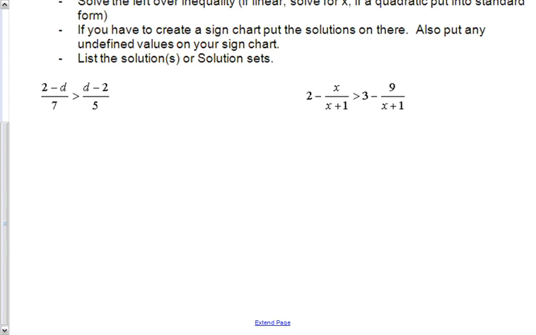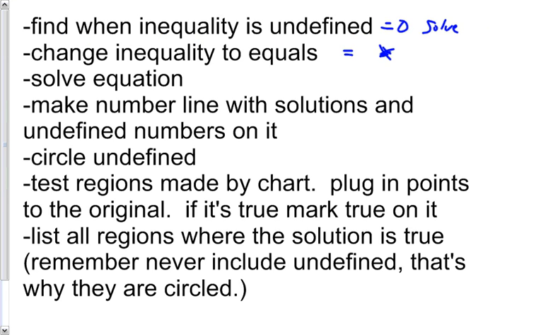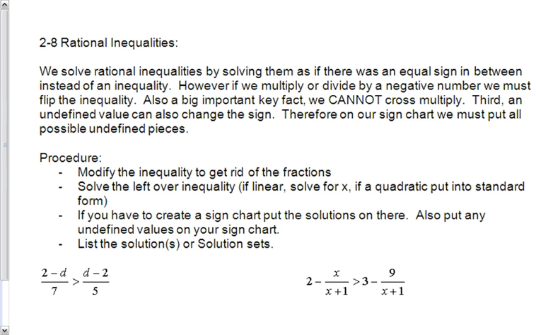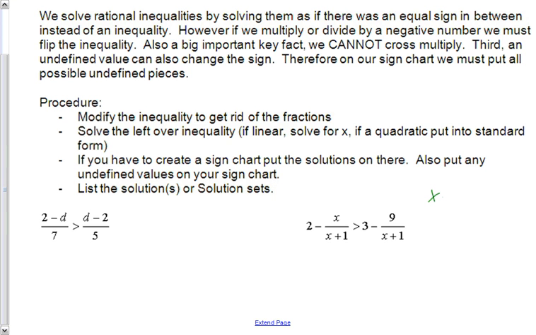Okay? Looking at my list of things. When is this undefined? Set the bottom equal to 0. When does this equal 0? x plus 1 equals 0. x is minus 1. This is undefined. That's going to automatically go on our sign chart, or our true-false chart, as I'm calling it.